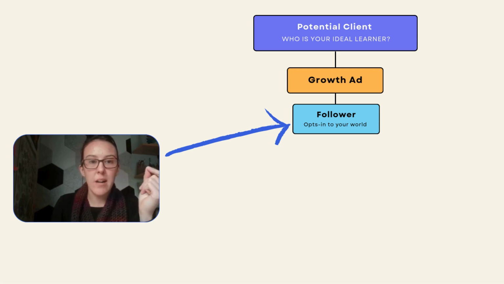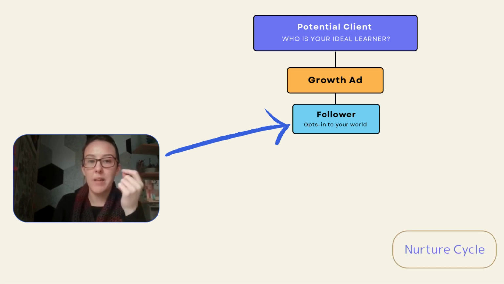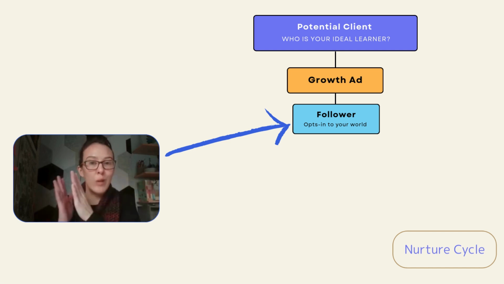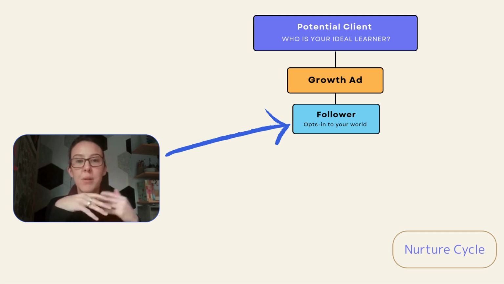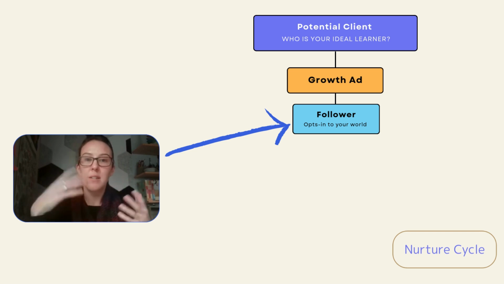So once they are following, that's the way that they opt into your world. We use a couple of different types of content to nurture them. It takes quite a bit of trust building, especially when you're working with kids, to go from random Instagram stranger to, yeah, I'm going to give you my kid and my credit card. It takes a little bit of time there. So the way that we nurture people into feeling ready to work with us is by using different types of content.